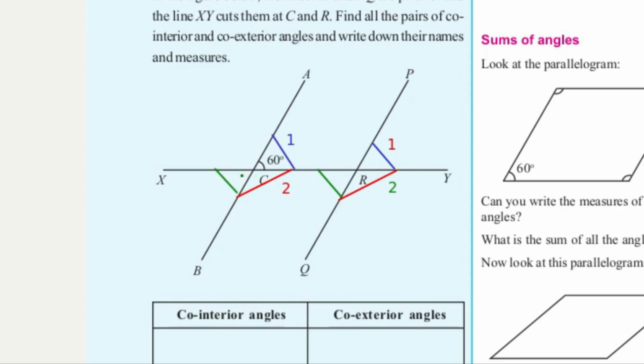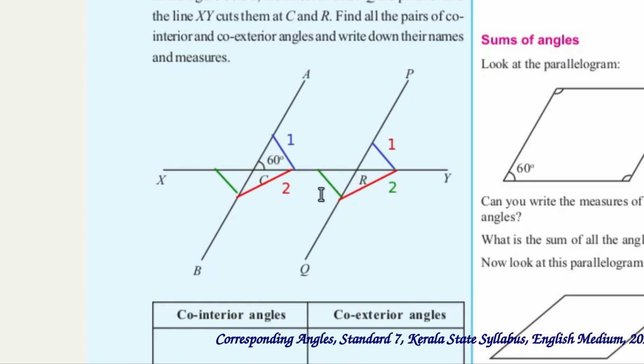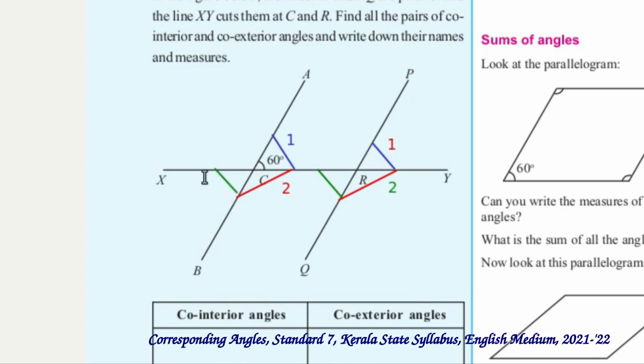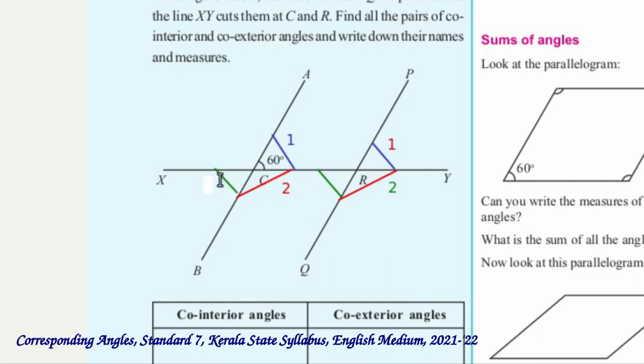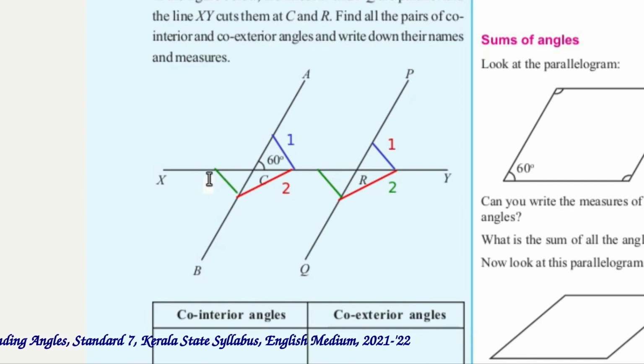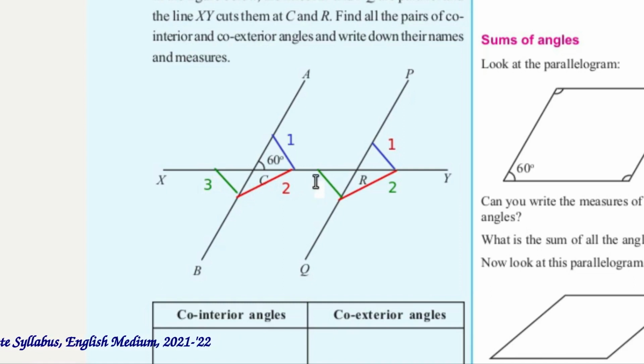These two angles are in the matching corners, or the corresponding corners: angle QRX and angle BCX. These two angles are pair of corresponding angles number 3.